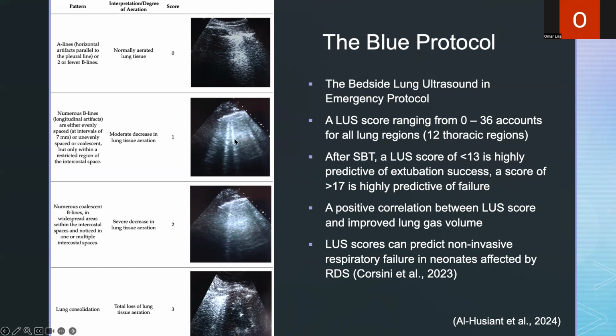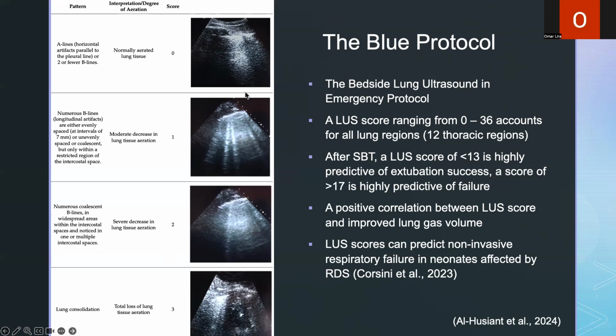As we can see here in the image provided, a score of 0 indicates a normally aerated lung. A score of 1 is a moderate decrease in lung tissue aeration. A score of 2 indicates a severe decrease in lung tissue aeration. And finally, a score of 3, which is the highest score you can receive in a lung region, indicates a total loss of tissue aeration.